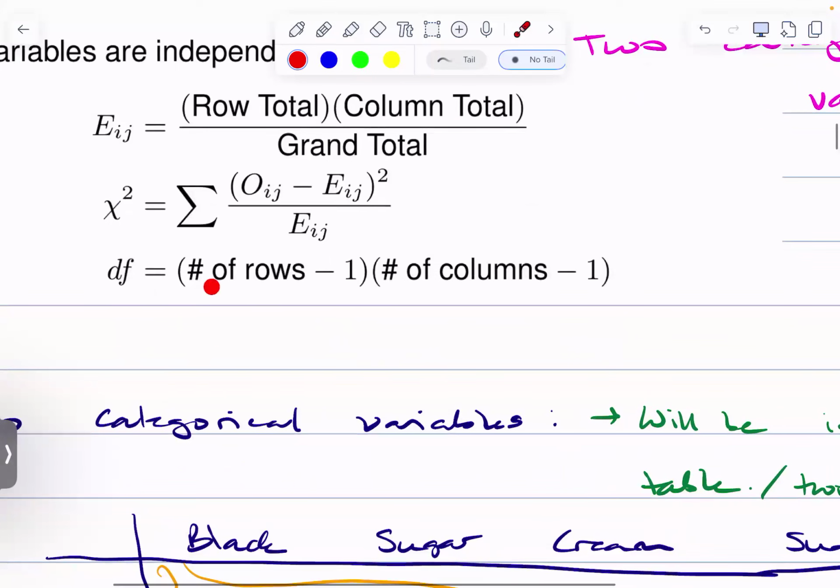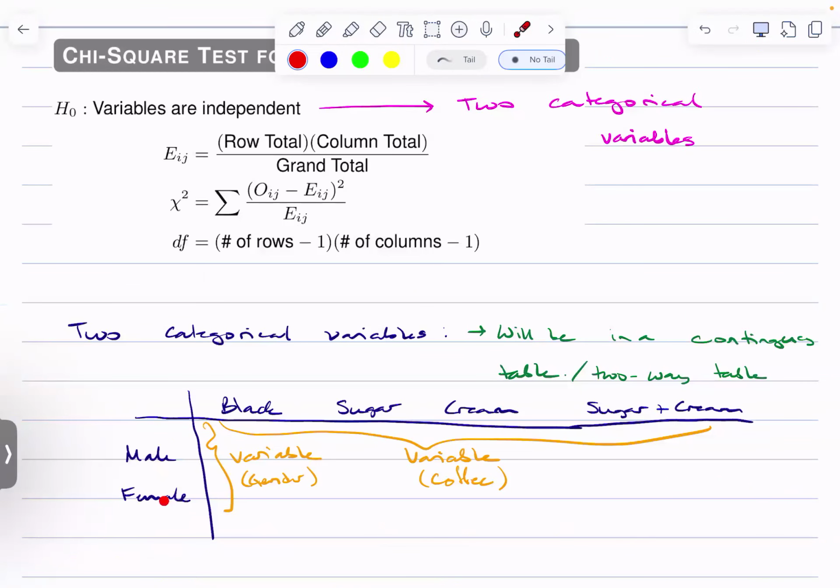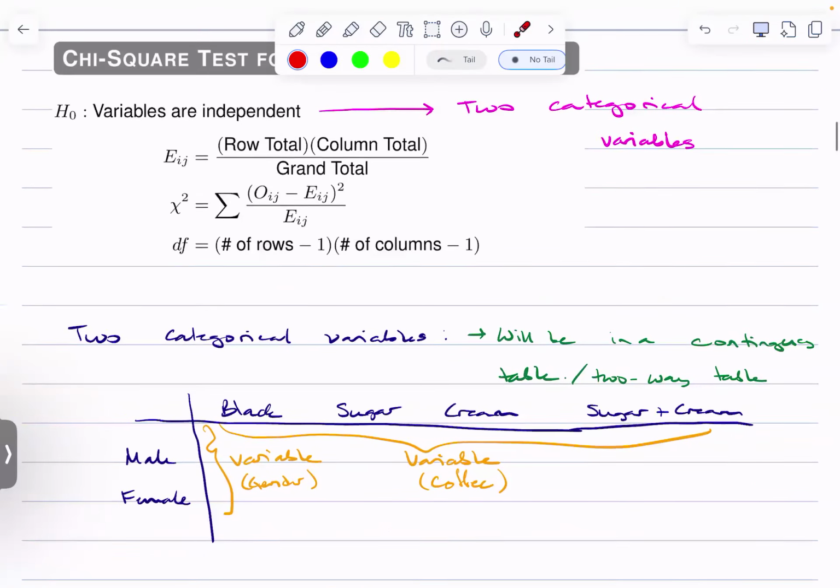And then the degrees of freedom, how we calculate it, it has to take into account the number of rows. So we take the number of rows minus 1 times the number of columns minus 1. We need to know how many categories we are handling here. Nice. But once we have the chi-squared and its degrees of freedom, then we're back to where we were last week.